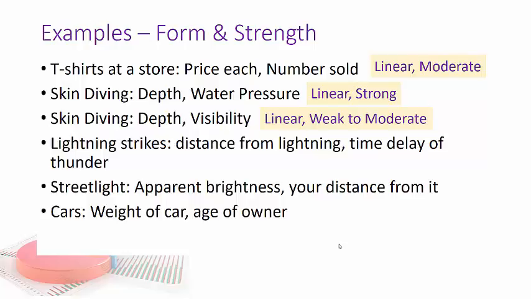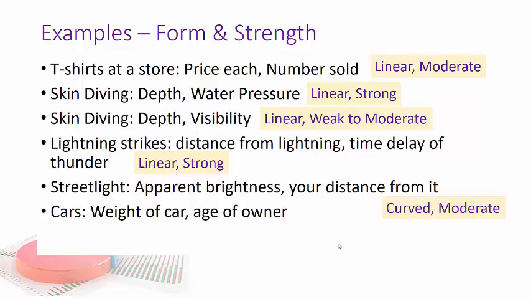For lightning, time delays of lightning, we expect that to be a linear relationship and strong. So the closer you are, the shorter the delay, and it should be very correlated. For a street light, that's actually going to be curved. It's sort of an attenuation thing, and you haven't learned that.